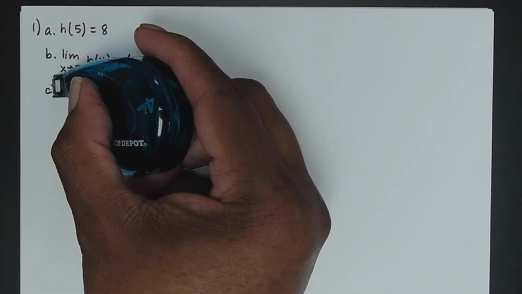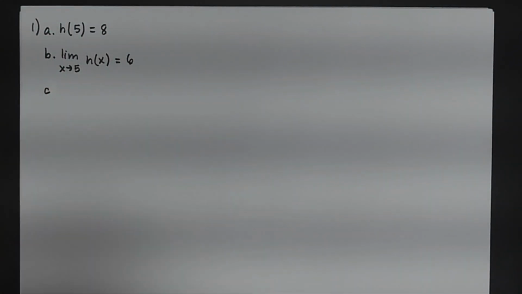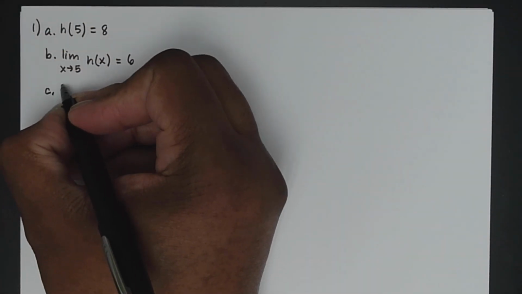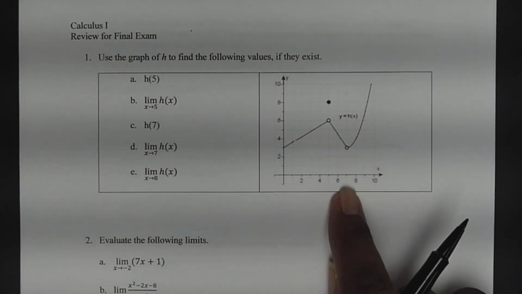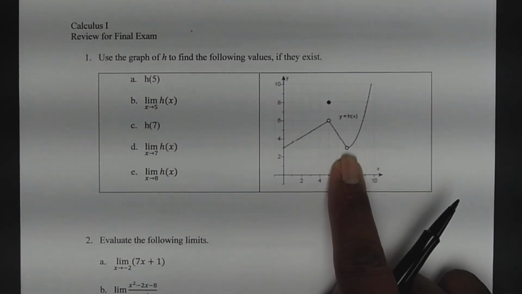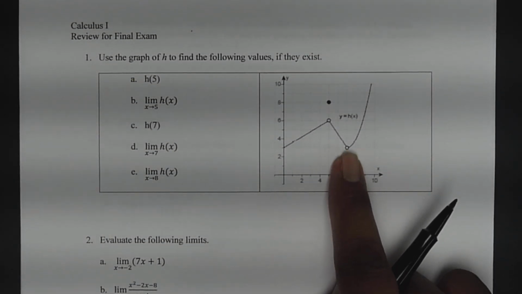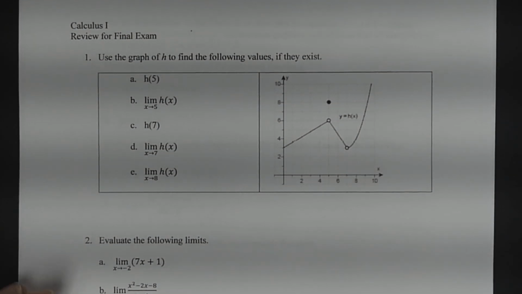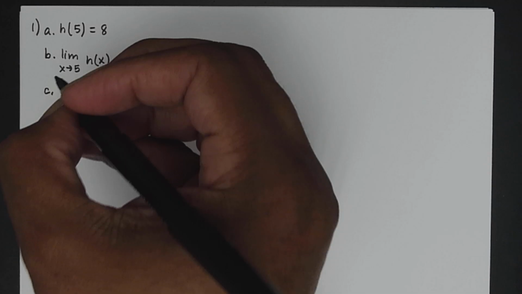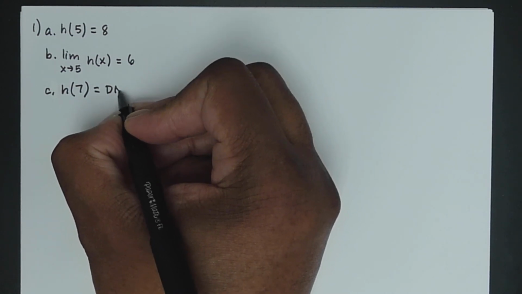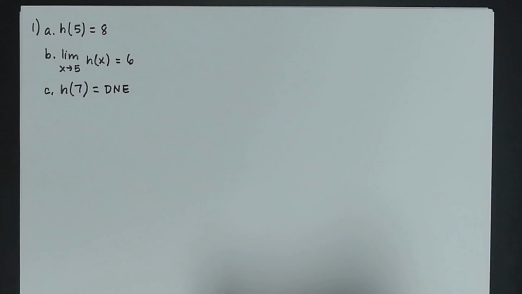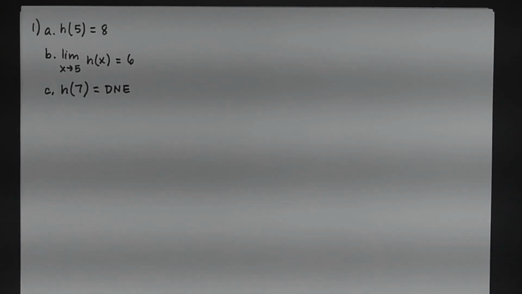All right, now part C is h of 7. So we're trying to find the value of h of x when x is equal to 7. Here's 7. Notice that at 7, there is an empty circle. So that means the value of that function when x is equal to 7 does not exist.